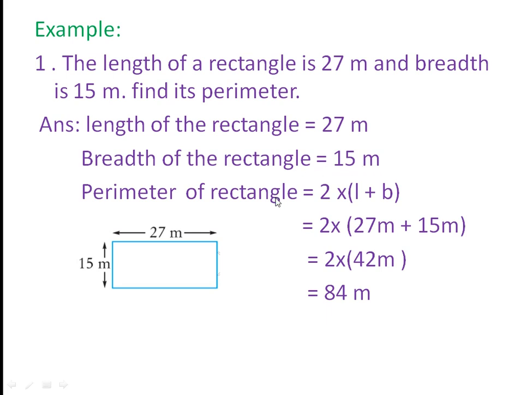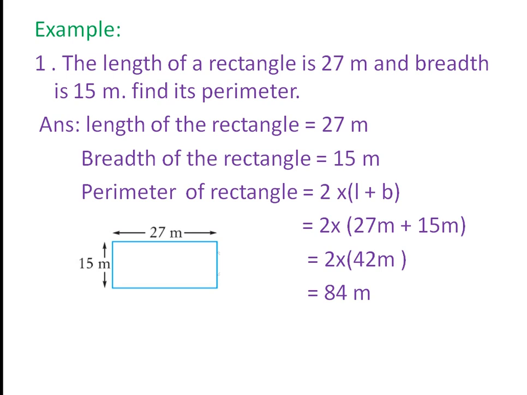Then we will write the formula for the perimeter of the rectangle, which is 2 multiplied by (L plus B). First write down the length and breadth in brackets: the length is 27 meters and the breadth is 15 meters. First we add these two numbers: 27 plus 15 is 42 meters, and multiplied by 2, 2 times 42 is 84 meters. This is the answer for the perimeter of the rectangle. Like this we should calculate the perimeter of the rectangle.